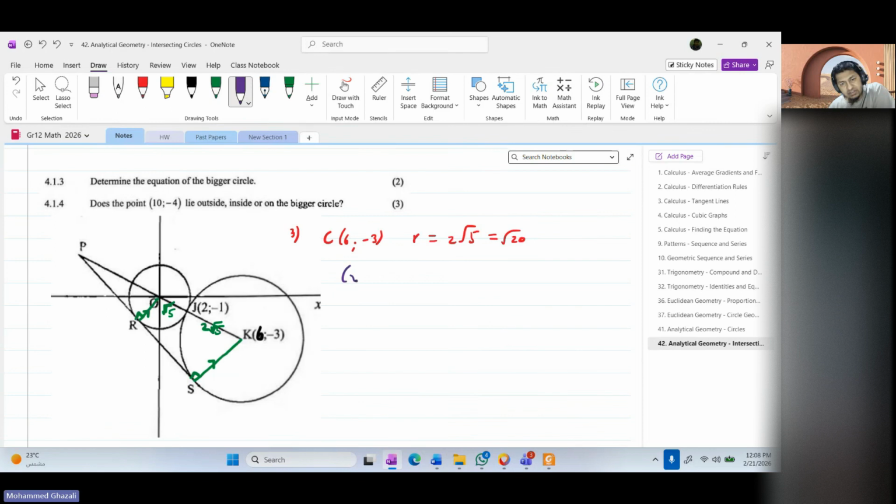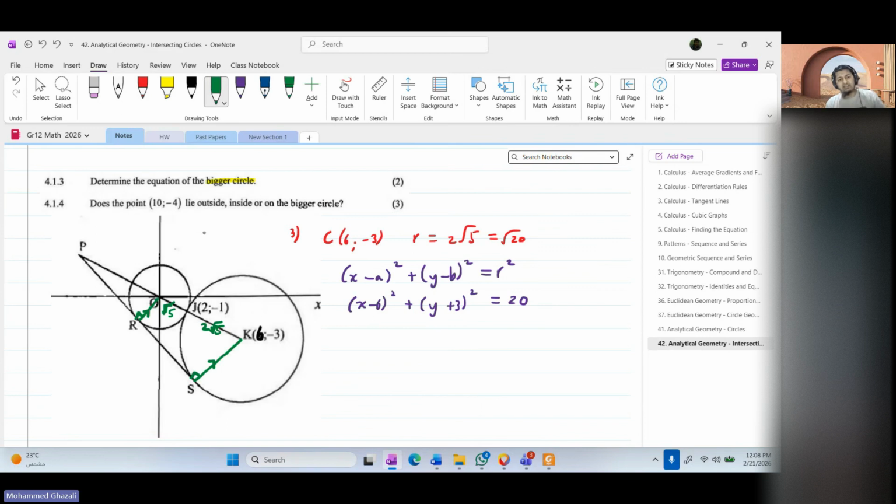So you know the equation of the circle, x minus a all squared plus y minus b all squared is equal to r squared. That's what we are doing. So x minus 6 all squared plus y plus 3 all squared is equal to r squared, which is root 20 squared, which is 20. So that's the equation of the bigger circle. Try to write it in center radius form, unless it's 4 marks, then you will expand the whole thing and write it in the standard form.